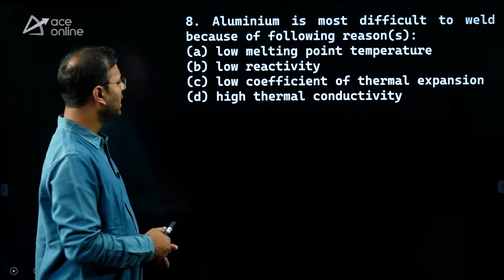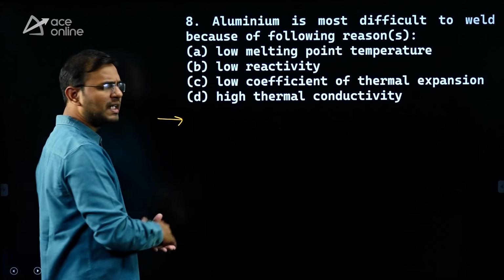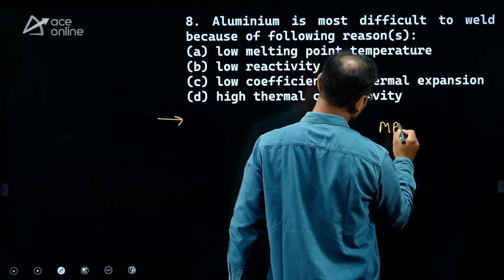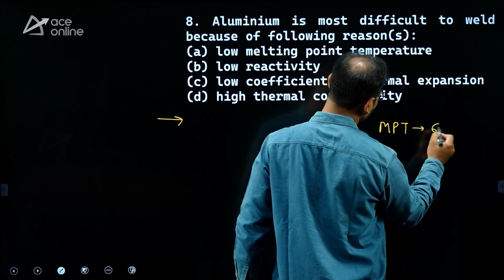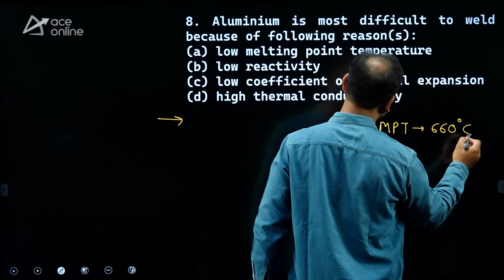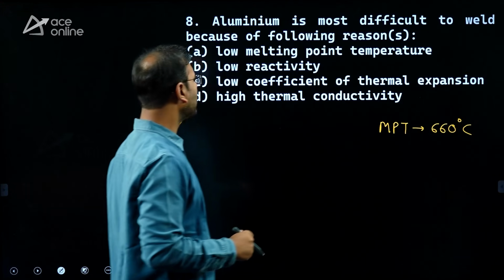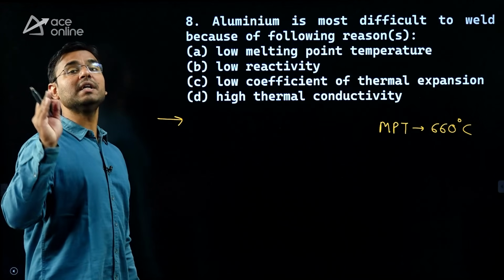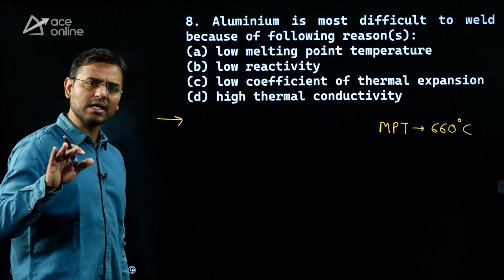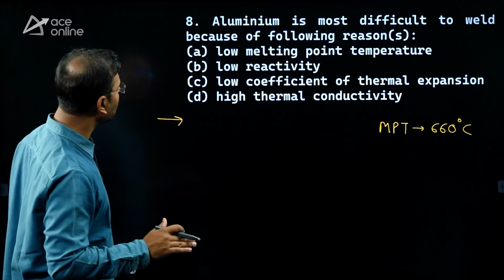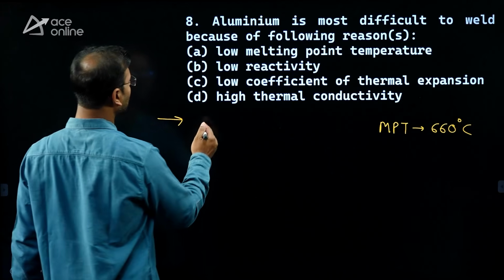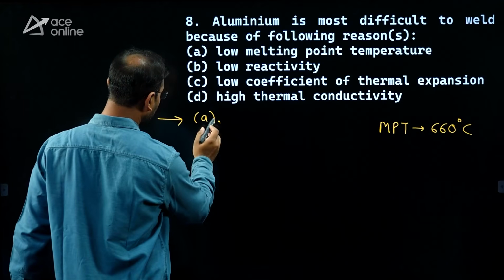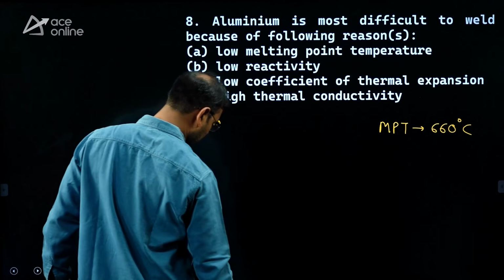Why, guys, is aluminum most difficult to weld? What is the melting point temperature of aluminum? The MPT of aluminum is 660 degrees centigrade. Low melting point temperature materials as well as high melting point temperature materials are difficult to weld, and therefore aluminum is most difficult to weld. One reason is low melting point temperature.